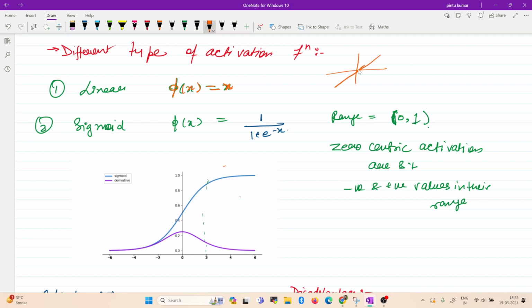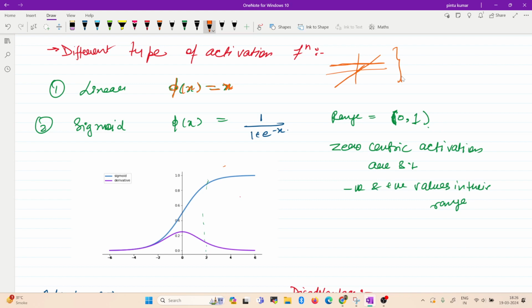and its derivative would be just constant 1, right? So what are the disadvantages of, first of all, linear activation function? The whole motive of going from simpler models to deep neural networks was to be able to represent non-linear functions.